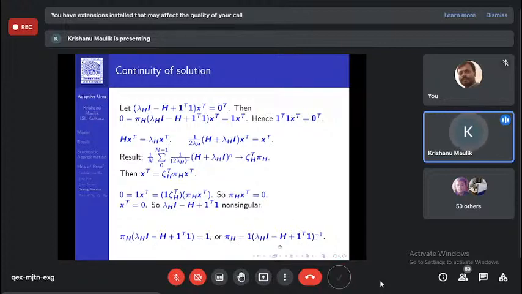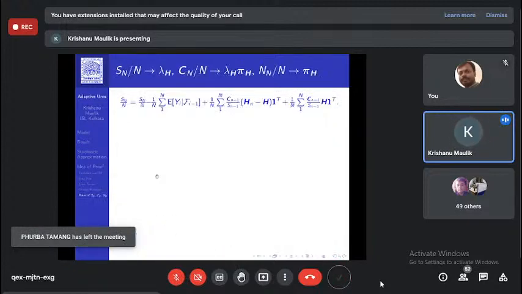And since inverse and eigenvalues are continuous functions, pi H thus defined is also a continuous function. The technical thing is that when you talk about an eigenvector, it's not unique. So when you talk about continuity and things like that, you have to make sure which eigenvector you are talking about. We are talking about the one which is normalized to be a probability vector.